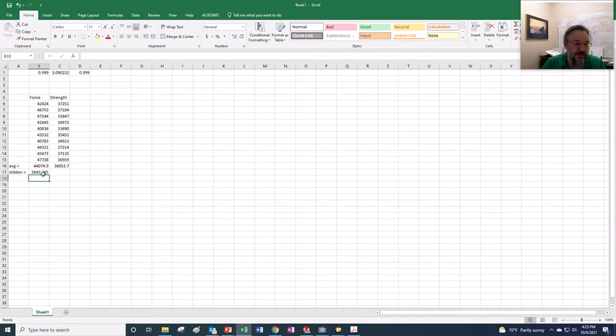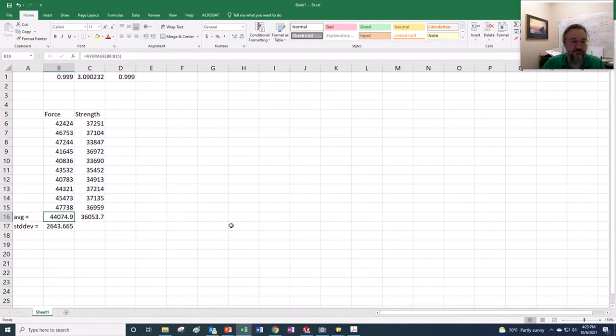So you can kind of see what these values are, 44, and let me make it bigger. All right, 44,000 is the force, right? And the standard deviation right there. So you could see here's the average 36, like it should be 36 KSI, right? So that's good.